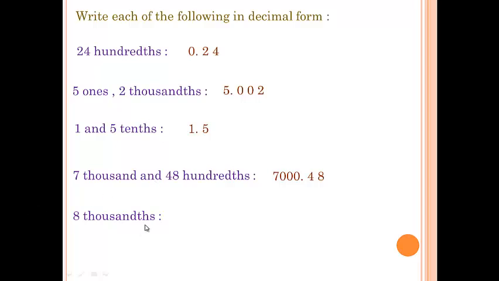8 thousandth. TH means count back from the ones 3 digits back or 3 moves back. 1, 2, 3. So 0.008 because we need 8 in the thousandth place. Tenth place is 0, hundredth place is 0. We need 8 in the thousandths.